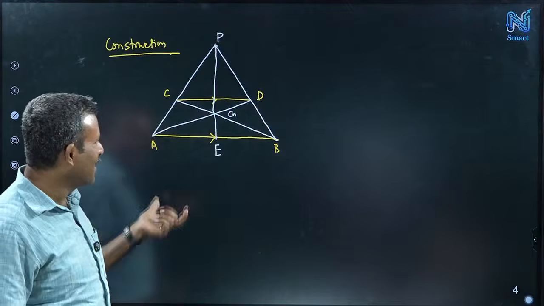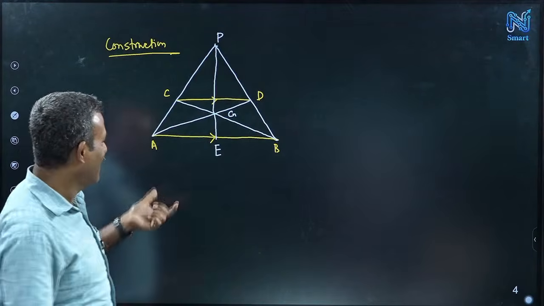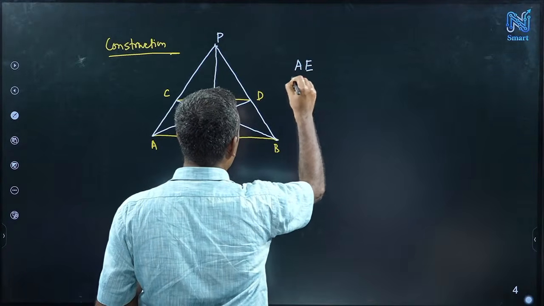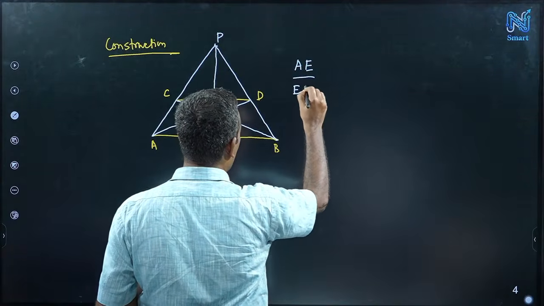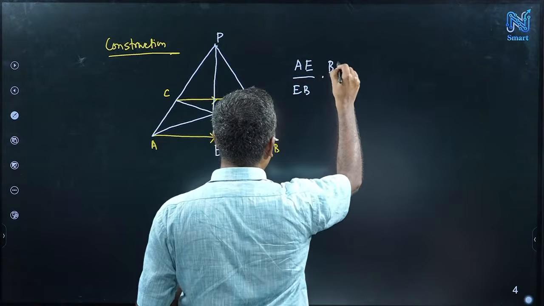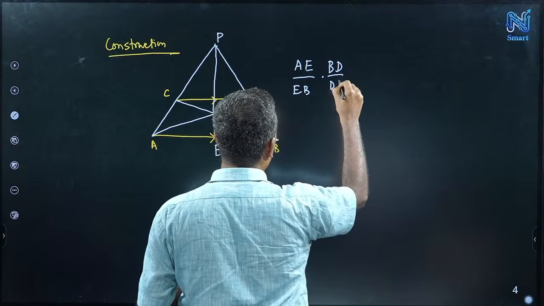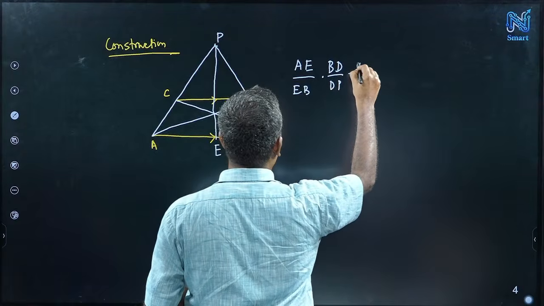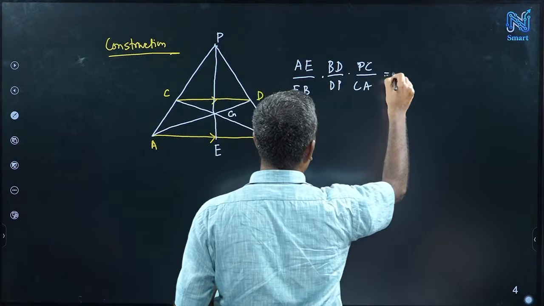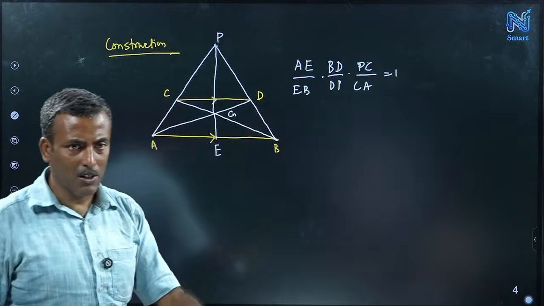So using Ceva's theorem, what happens? A ratio. What is the ratio? AE divided by EB, into BD divided by DP, into PC divided by CA is 1, that you know. That is the application of Ceva's theorem.